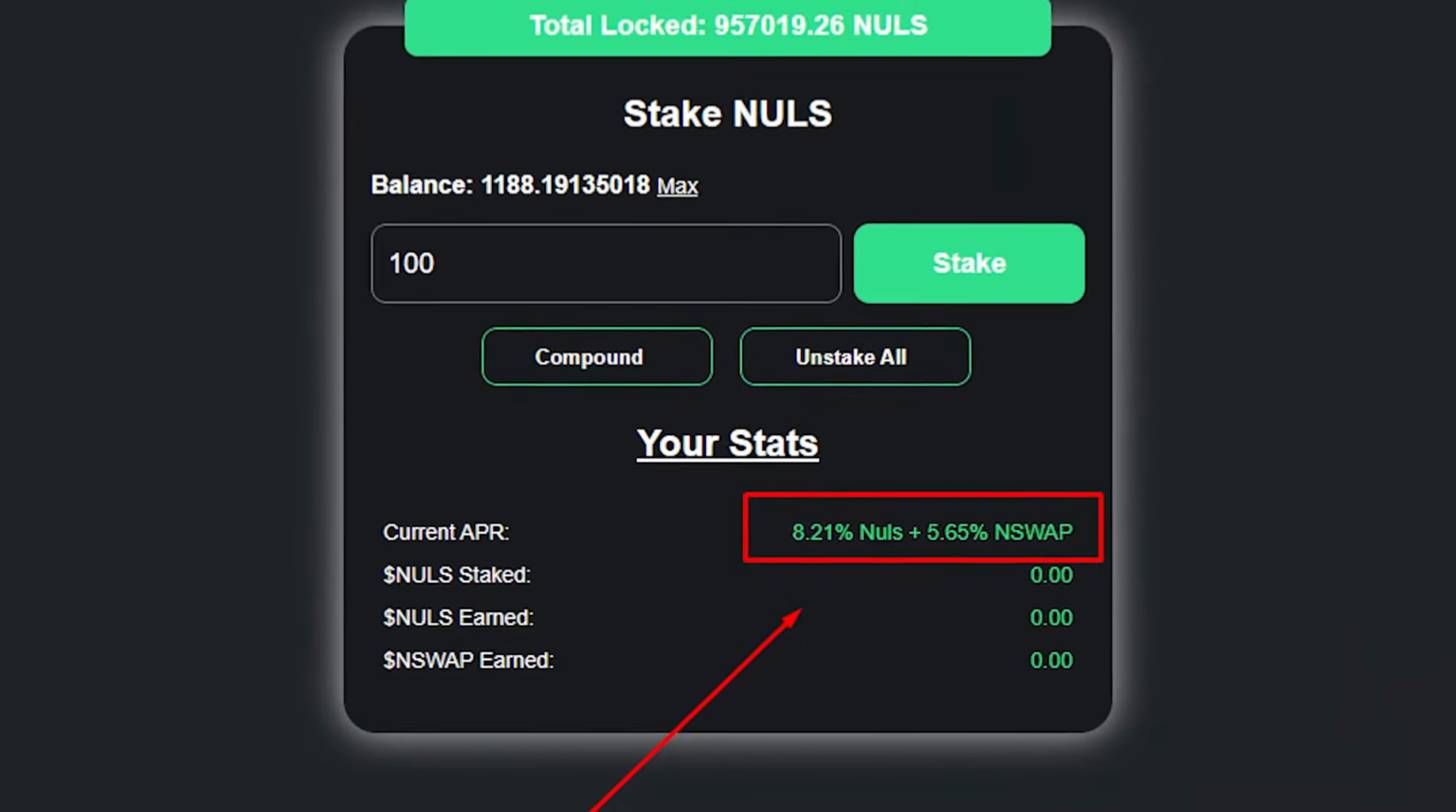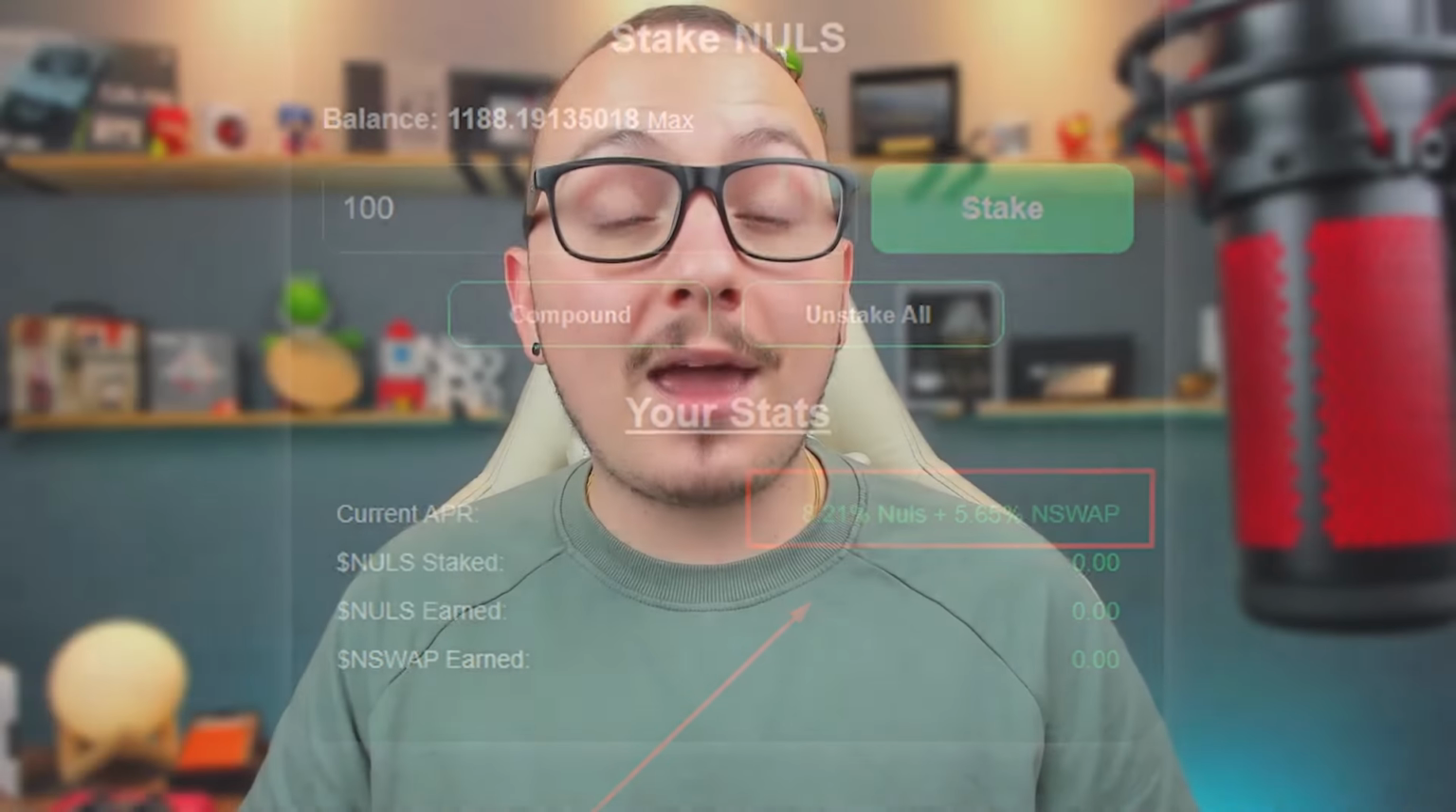The APR is quite close to native stake, around 8%. However, you also receive a bonus of an additional 5% APR in NULSWAP tokens. When you stake your Nuls on this platform, you also receive a derivative token called ENULS, which can be used to potentially boost your earnings on other platforms. Remember, there are step-by-step videos in the description and playlist for utilizing these tools.